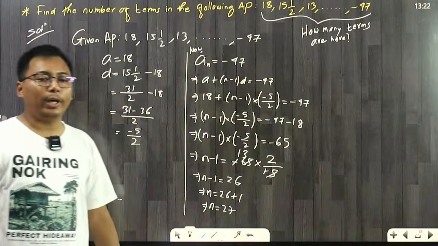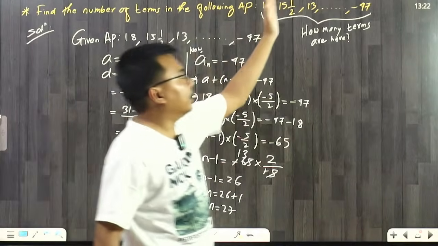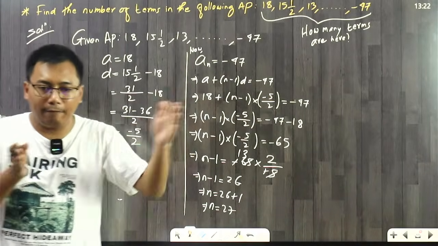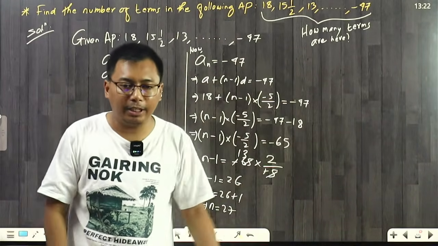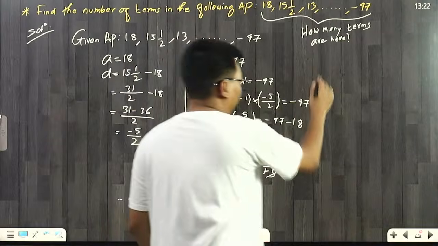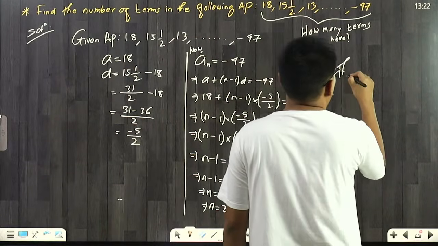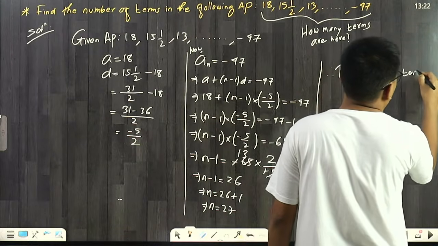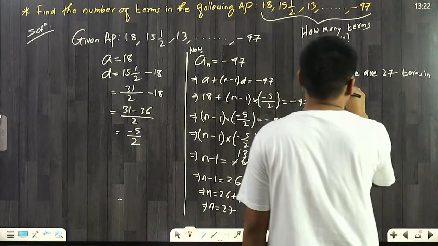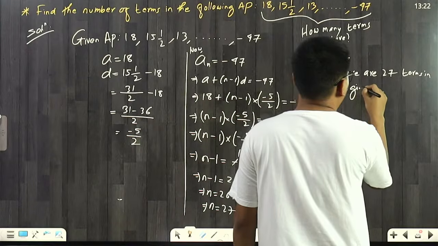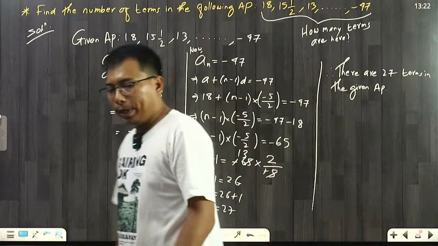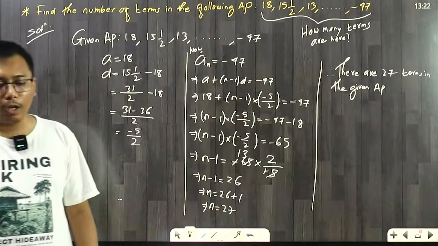So n equal to 27 means what? In this AP, how many terms do we have? We have 27 terms in this given AP. So we can write, therefore, there are 27 terms in the given AP. Okay, clear?